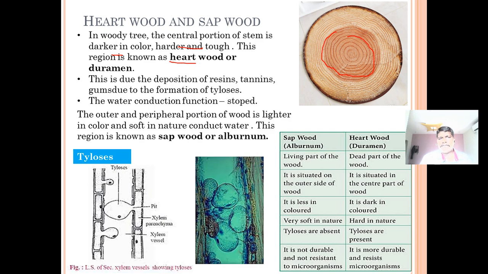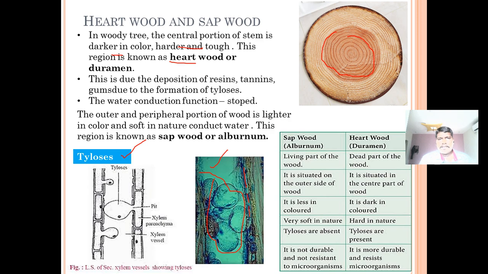Why is this heartwood formed? Due to the formation of tyloses. What are tyloses? Tyloses are special structures. Let us take this as the xylem vessel, and this as the parenchyma cells. The parenchyma cells start protruding inward into the xylem vessel through plasmodesmata and pits. So the xylem will be completely blocked here. This is a balloon-like structure we call a tylosis, and it completely blocks the vessel.